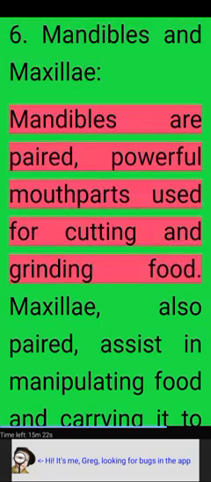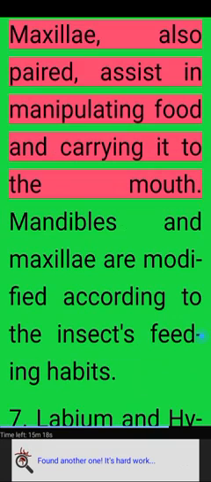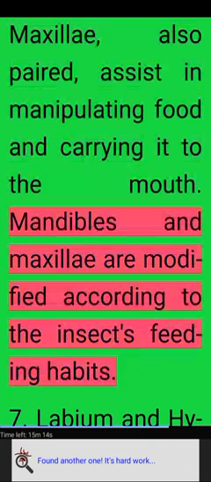6. Mandibles and maxillae. Mandibles are paired, powerful mouthparts used for cutting and grinding food. Maxillae, also paired, assist in manipulating food and carrying it to the mouth. Mandibles and maxillae are modified according to the insect's feeding habits.